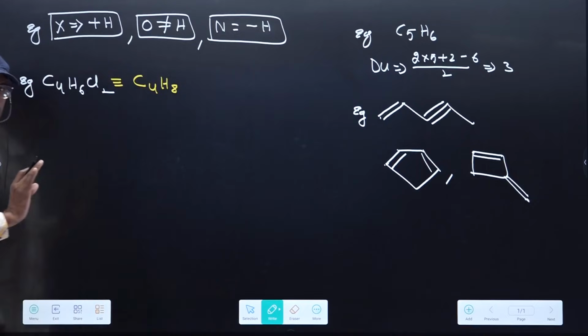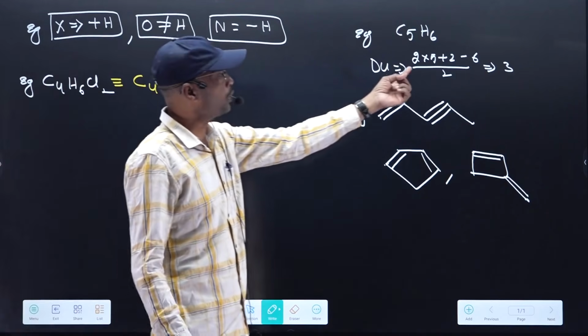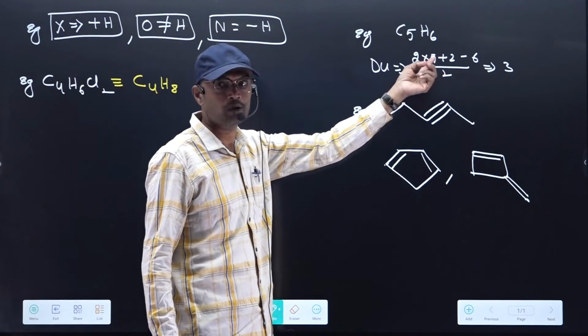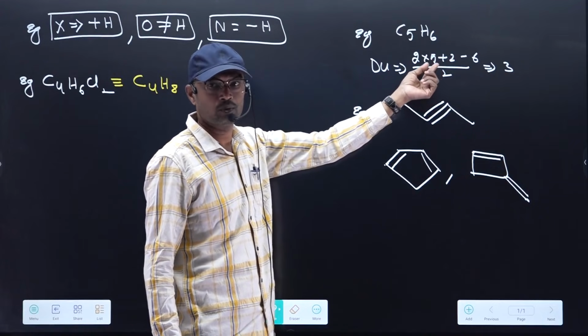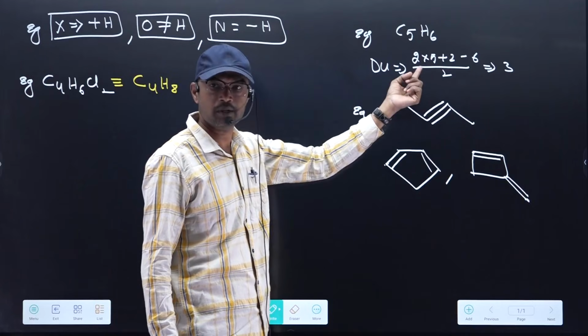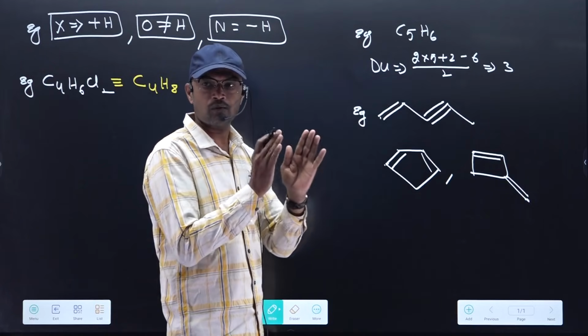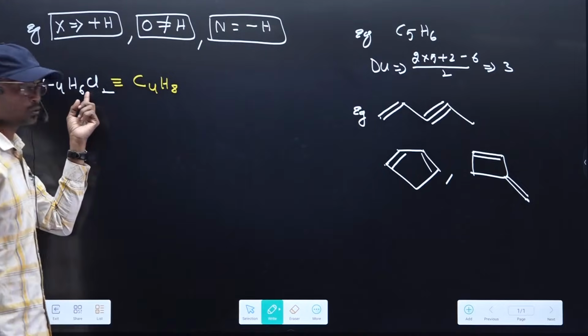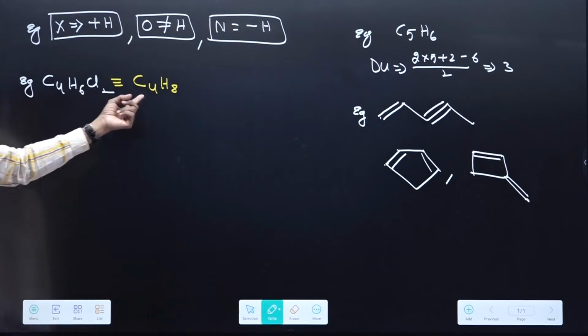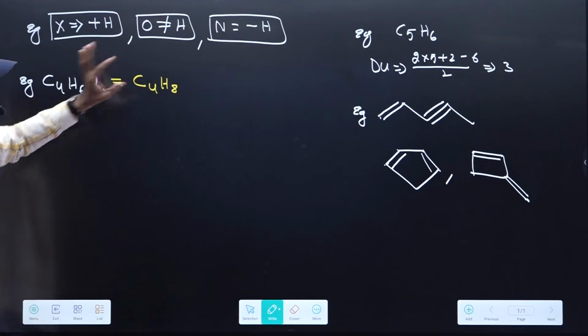It is not real. To calculate Du, we are using only the hydrocarbon formula, 2N1 plus 2 minus N2 by 2. Is there any halogen here? No, only hydrogen and only carbon are there. So in order to convert to hydrocarbon, I am assuming that every halogen is equal to one hydrogen. So you will get C4H8. With this we need to calculate Du.